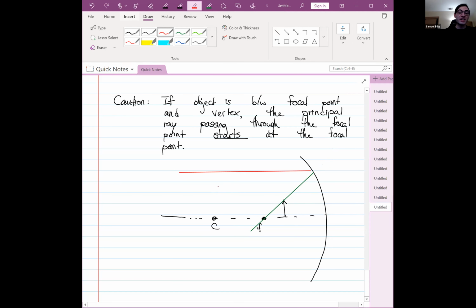Similarly, the ray that passes through the center also starts at the center and then ends up at the object. And the reflection, because the ray through the center bounces off at the same angle, comes back in the same direction. So it can be a little bit tricky with how to do these principal ray diagrams for different locations of images. So I just wanted to make sure that this is clear.